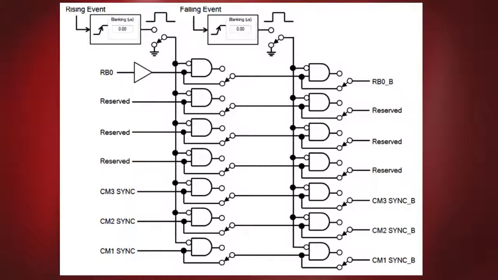Let's now click on the blanking block in order to set up the blanking control configurations. Blanking basically suppresses the selected inputs for a programmable period of time which starts at a rising event or a falling event, or both. All synchronous inputs pass through blanking.